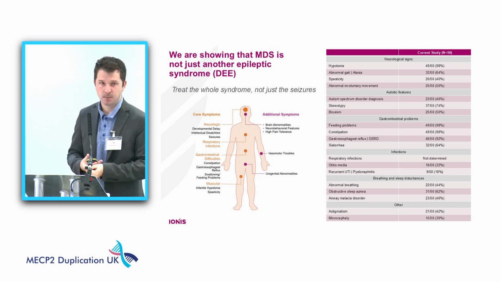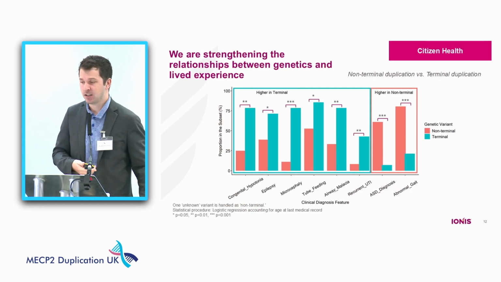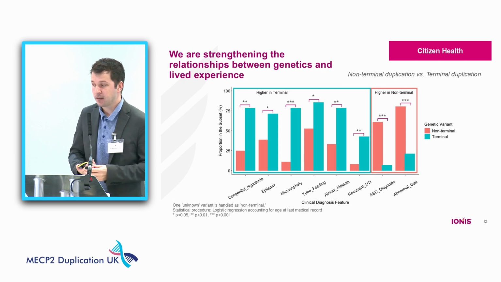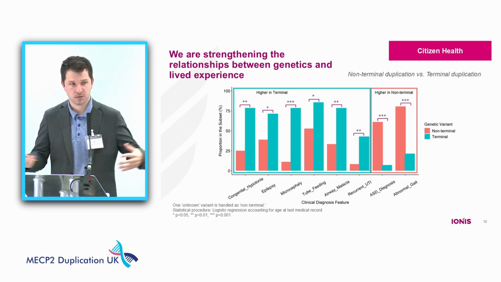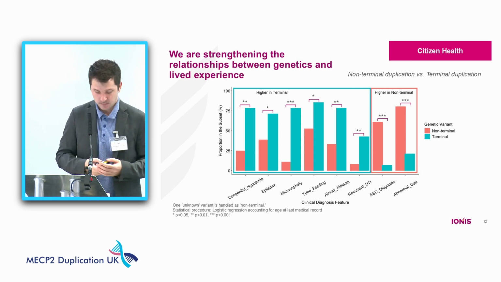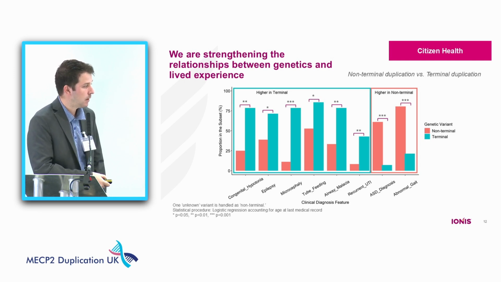One way to understand differences between individuals with MDS is to understand the relationships between the genetics and the lived experience of that child. And so with medical records, we're validating what Dr. Pelvin published earlier this year, that generally those with the terminal duplications, or the longer, larger duplicated regions, have more severe disease. And so we see congenital hypotonia, or floppy baby syndrome, or lower muscle tone, as much higher in those with terminal duplications, epilepsy generally higher, microcephaly, tube feeding, airway malacia, and recurrent urinary tract infections.